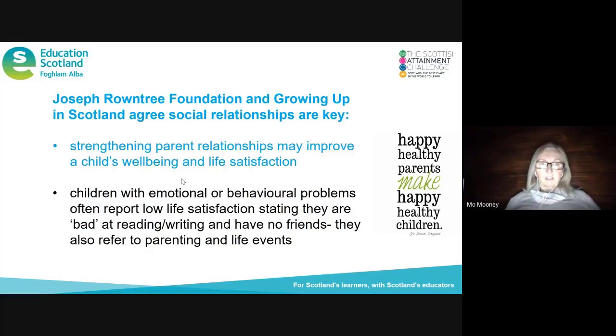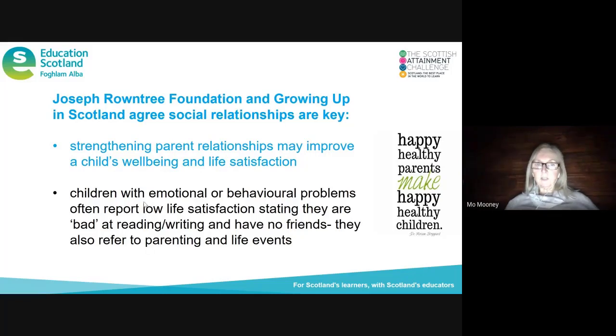The interesting thing is that the Joseph Rowntree Foundation noted that children living with low life satisfaction always highlighted that they were bad at reading. Now, often their teachers didn't necessarily agree with that, but that was their perception, that they were bad at reading. And the good thing about this is that research shows that reading interventions can close the poverty-related attainment gap by 30%. So that's food for thought. If you can do some reading intervention, that might help to close the gap.